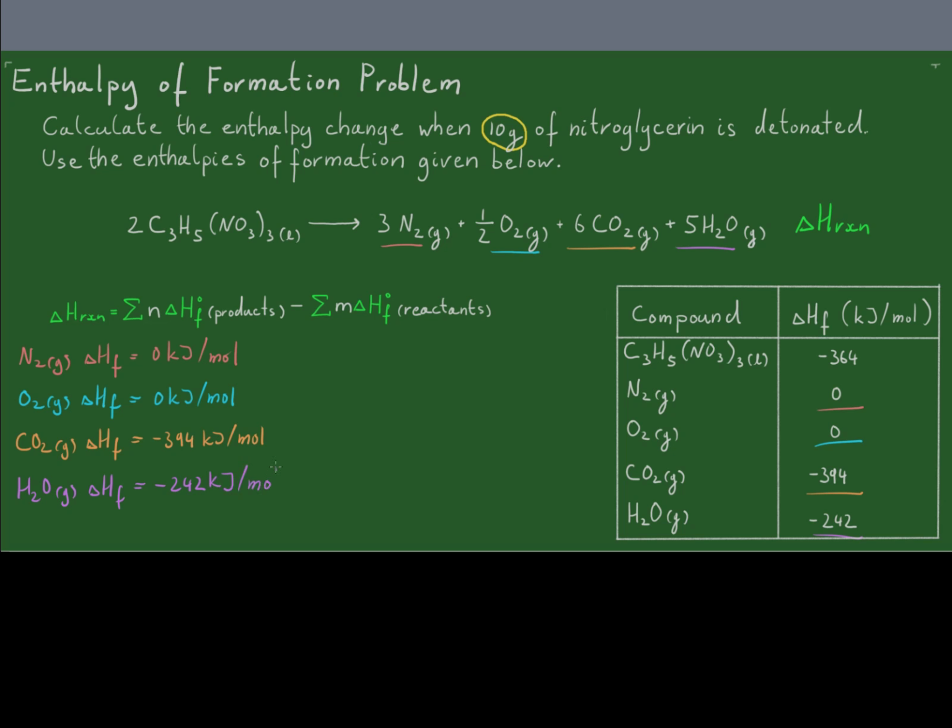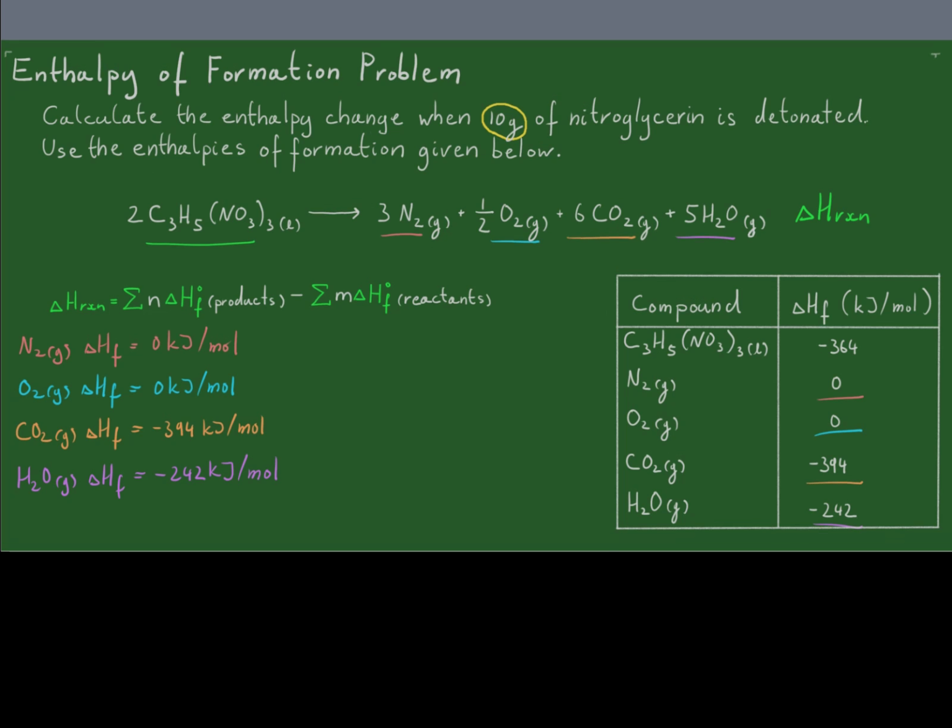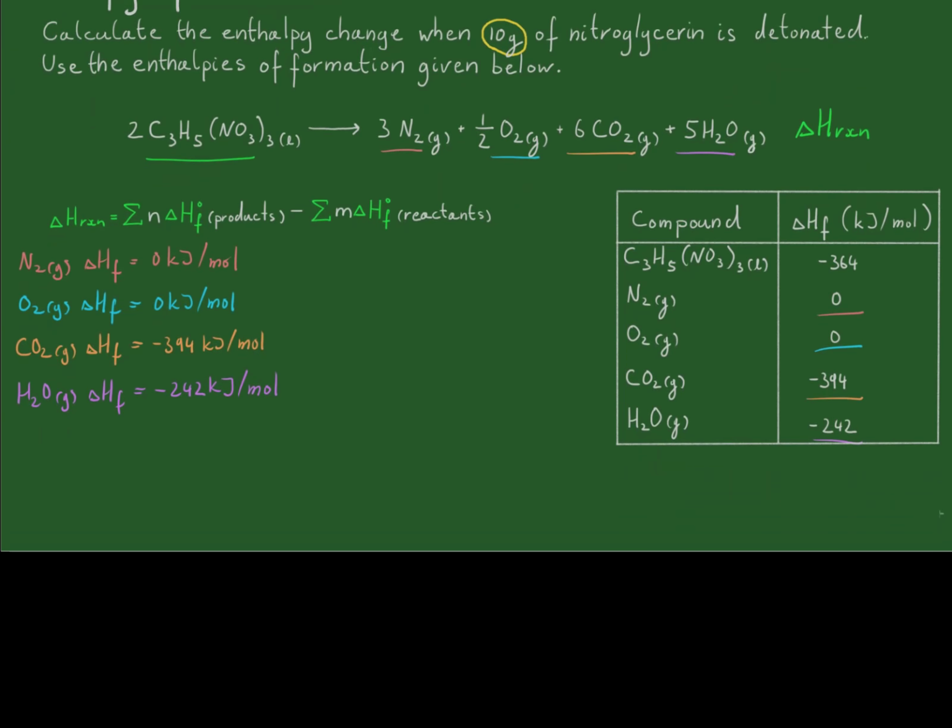So that takes care of the product side. On the reactant side, we have just nitroglycerin. So that is C3H5(NO3)3, and the enthalpy of formation for nitroglycerin is given as negative 364 kilojoules per mole.